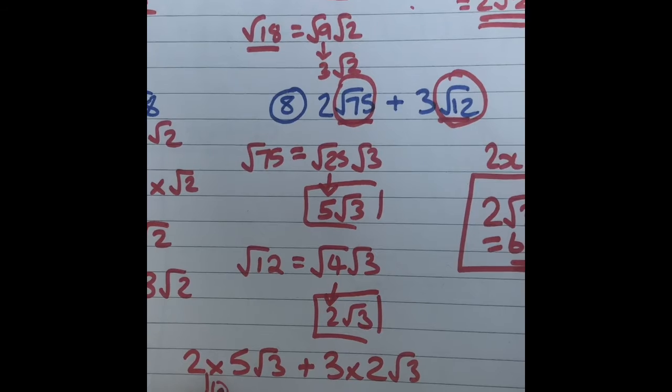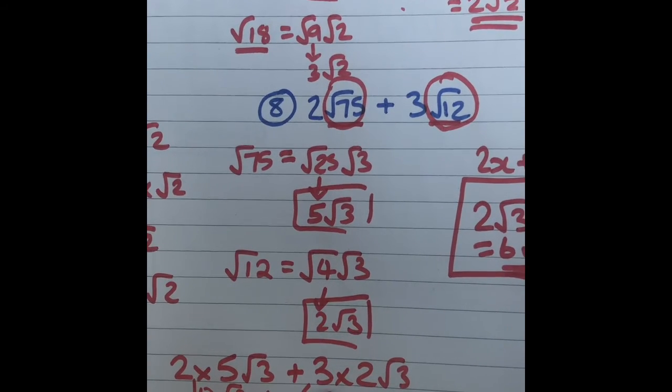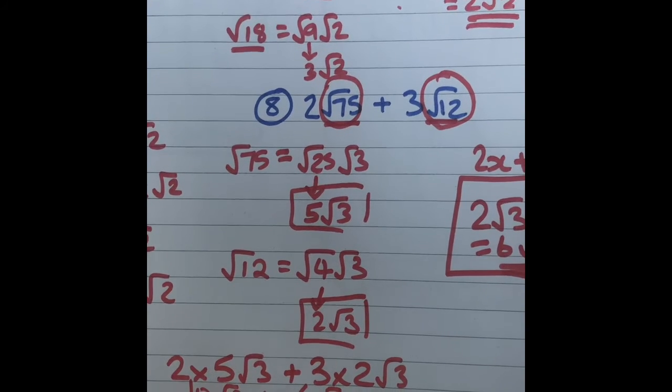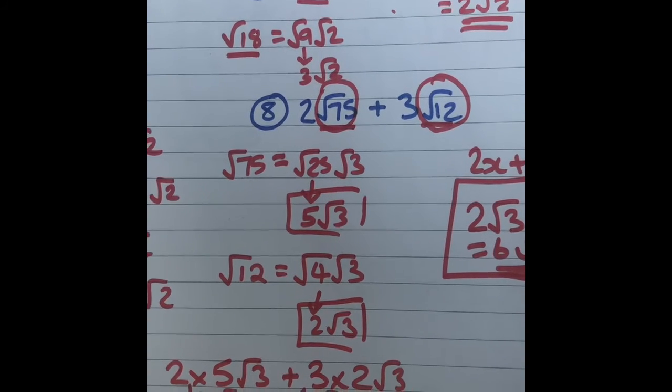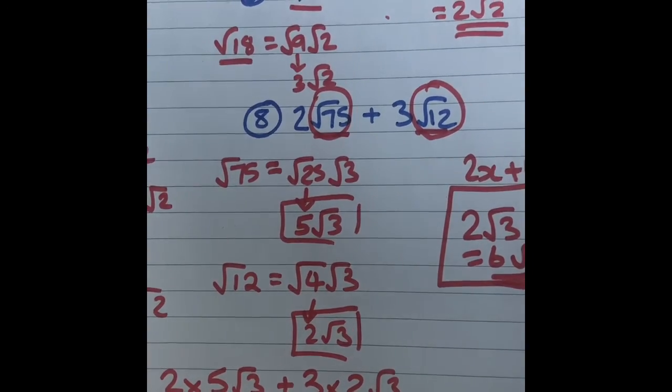2 5s are 10 and 3 2s are 6. So 10 root 3s plus 6 root 3s is, should get 16 root 3.